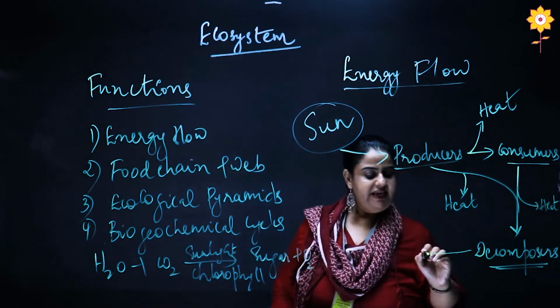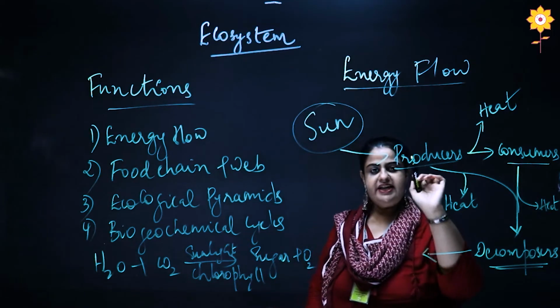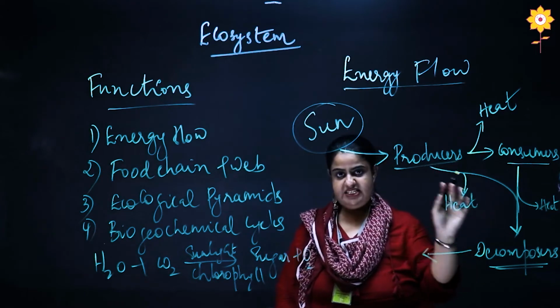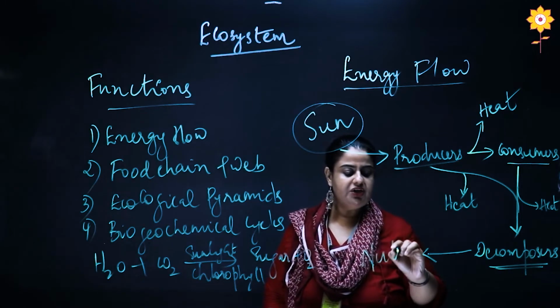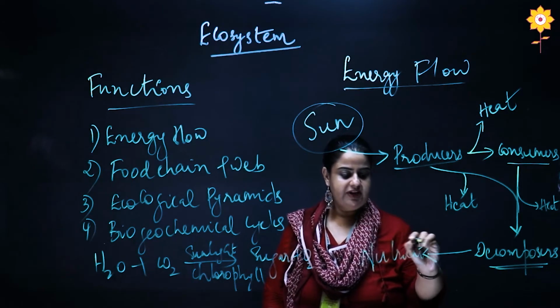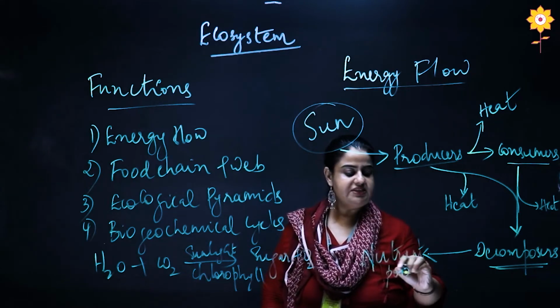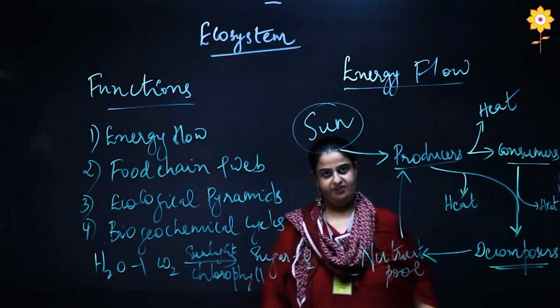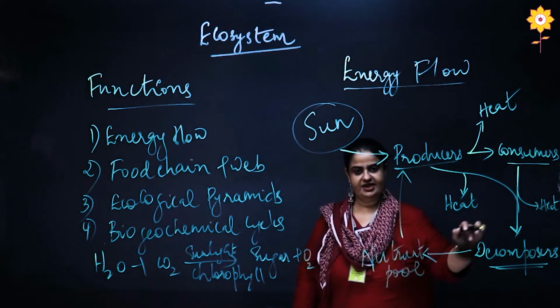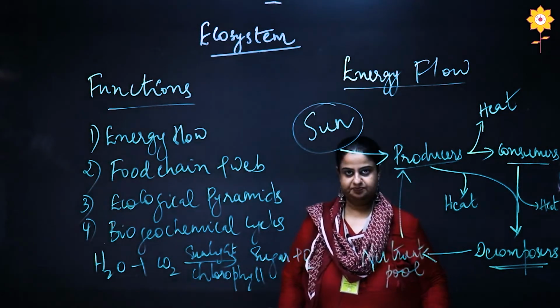Now, the decomposers act on the dead bodies of plants and animals, break them down in the soil and provide a nutrient pool in the soil. This nutrient pool is in turn used up by the plants for their survival. Now, that is how energy is being transferred.